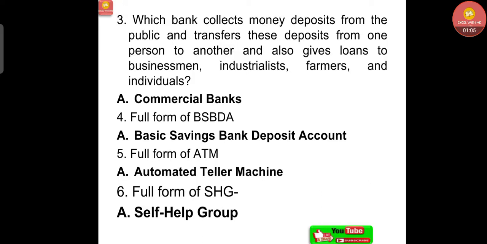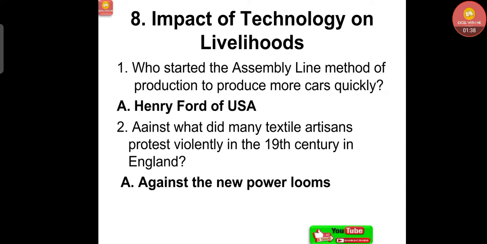Which bank collects money deposits from the public and transfers these deposits from one person to another and also gives loans to businessmen, industrialists, farmers and individuals? That is commercial banks. What is the full form of BSBDA? That is Basic Savings Bank Deposit Account. Now what is the full form of ATM? All of us know, Automated Teller Machine. Now what is the full form of SHG? That is Self-Help Group.